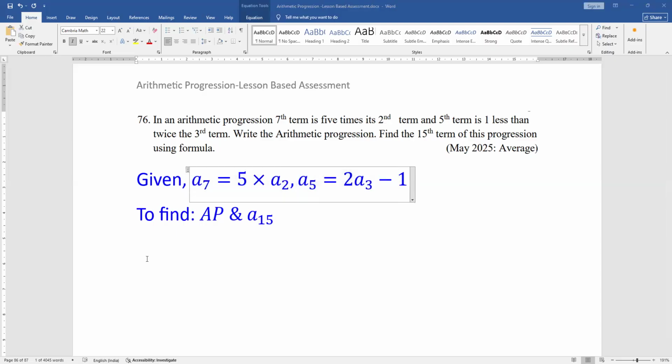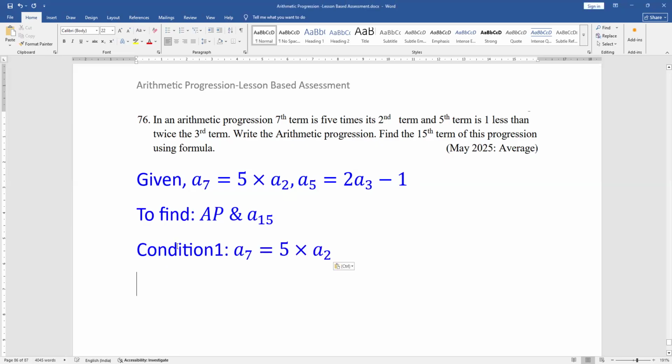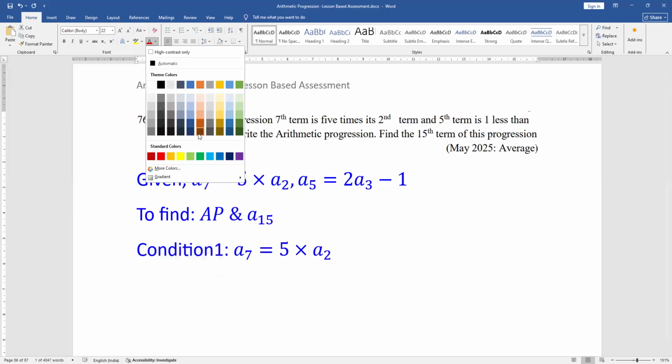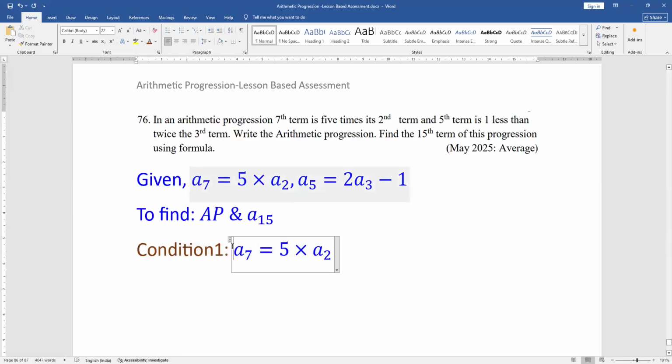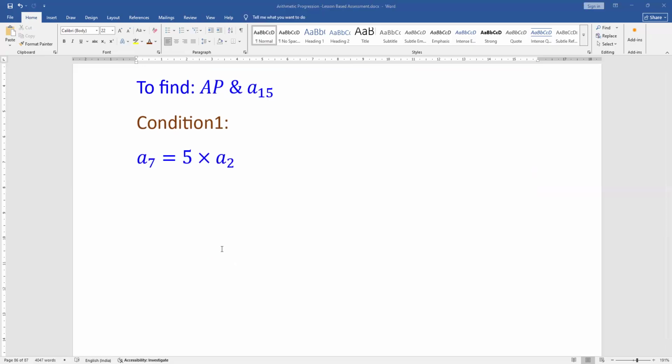So based on the conditions, we are going to arrive at 2 equations. First, let us see. Now here we are going to take condition 1. What is the condition 1 here? So I have the first condition, condition 1. What is A7?